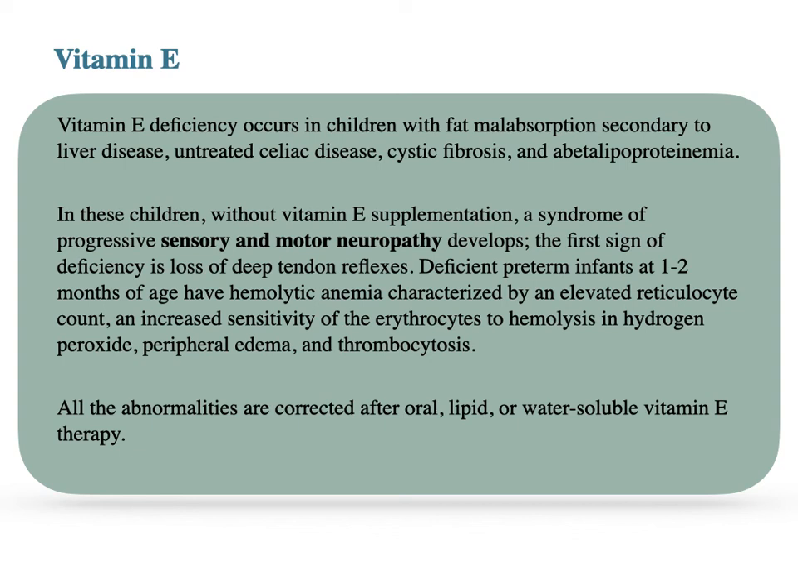In a preterm baby at 1 to 2 months of age, hemolytic anemia may occur, characterized by elevated reticulocyte count. Also the patient will have peripheral edema and thrombocytosis. All the abnormalities are corrected after oral, lipid, and water-soluble vitamin E therapy.